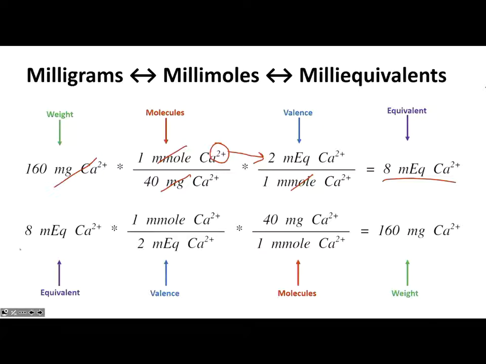This is just going backwards, so I don't want to belabor that point. If you go, though, from milliequivalents, then you have to multiply it by the 1 millimole over the valence number. So again, if the valence number is 2, that goes down below here.